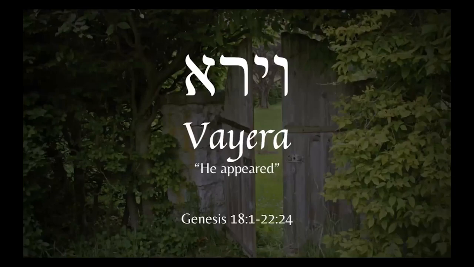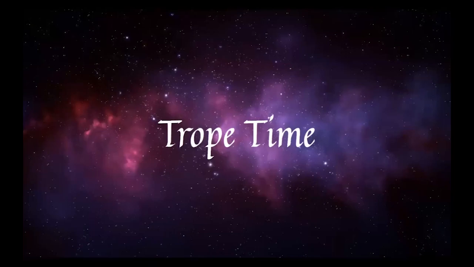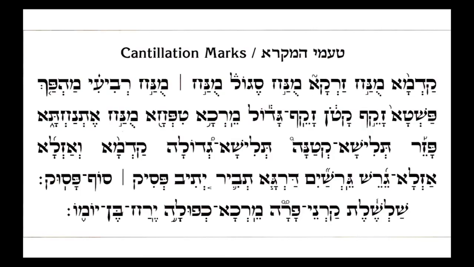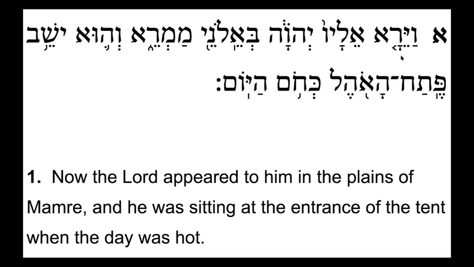Now we're going to do a little bit of trope from Vayera. If you go to my website, you can learn these cantillation marks again, but this will just be a quick review. I'll just do one verse, okay? So this trope mark says Mapach, and this is Pashta Katon.